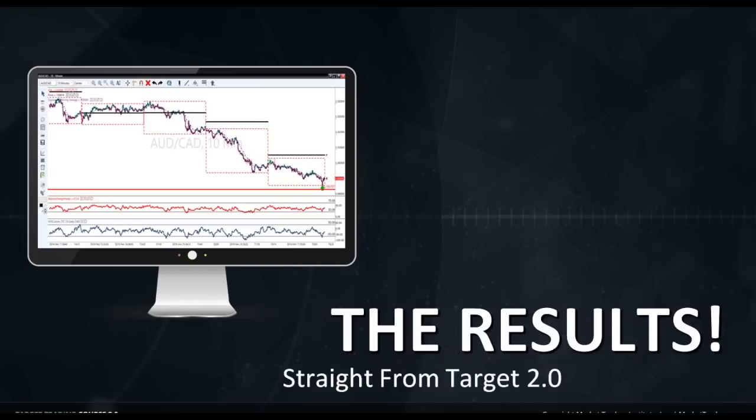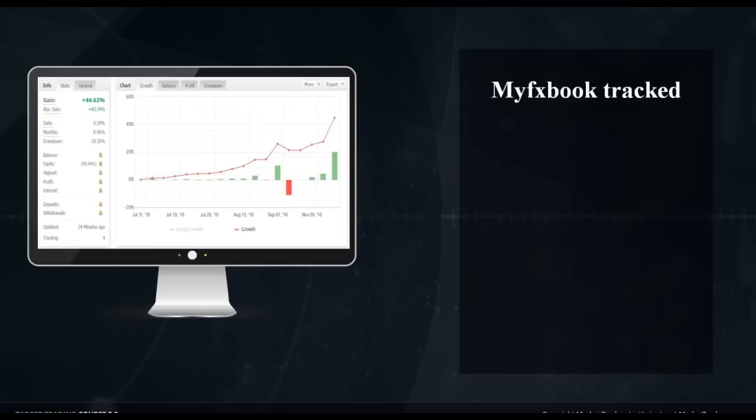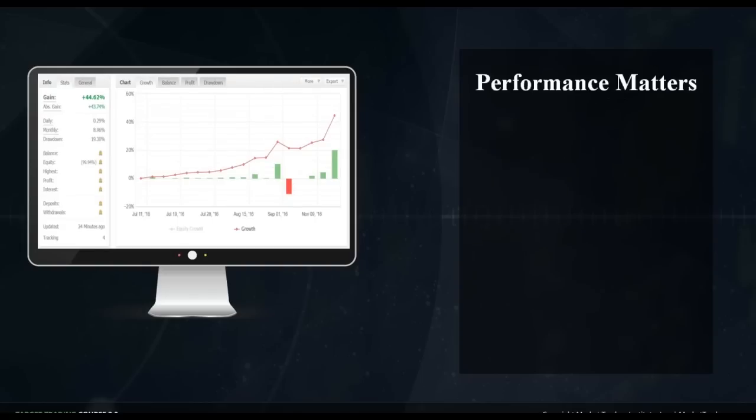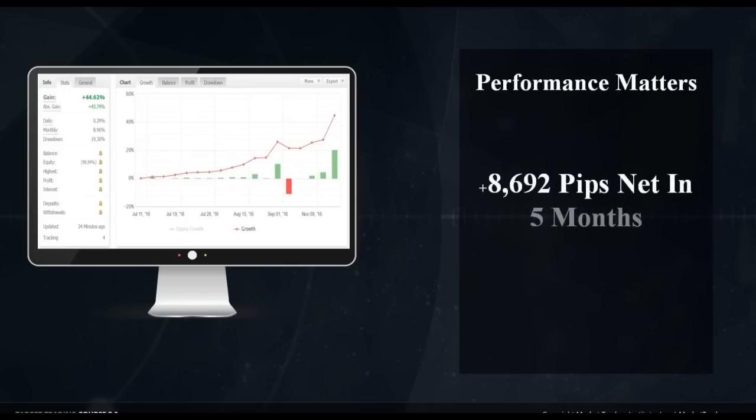This is incredible. I can't believe Gary Fickhart's doing all this. Look, this is MyFX book tracked. What that means is every single trade is being monitored. Every single trade is being tracked. Every entry is being showed. Every exit is being followed. Performance matters. 8,692 pips in 5 months.